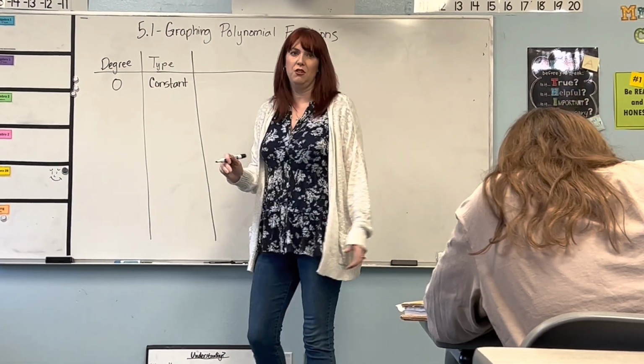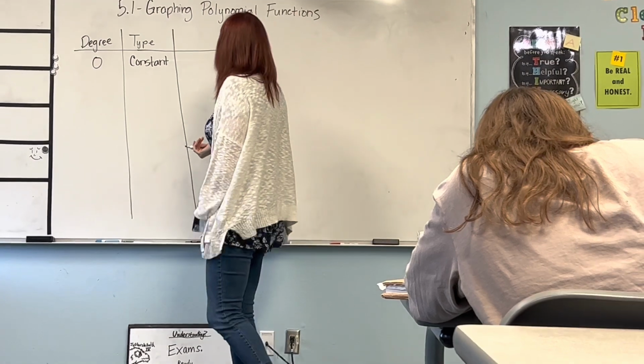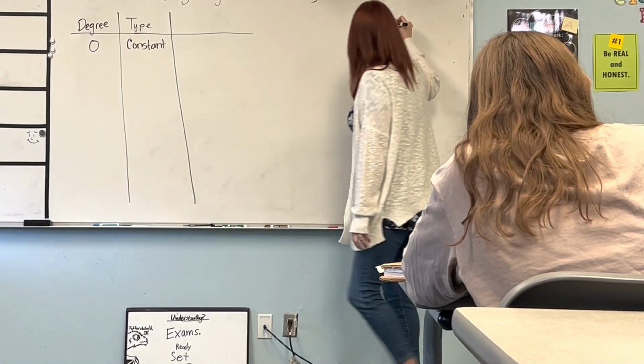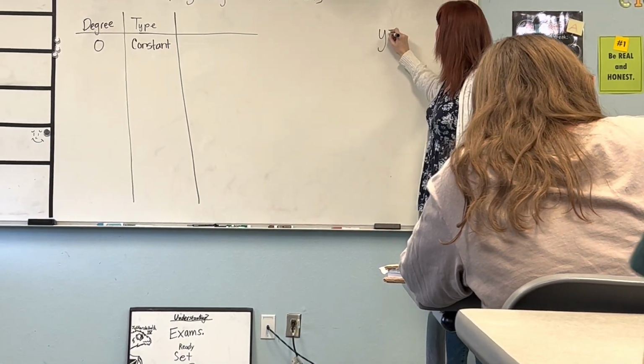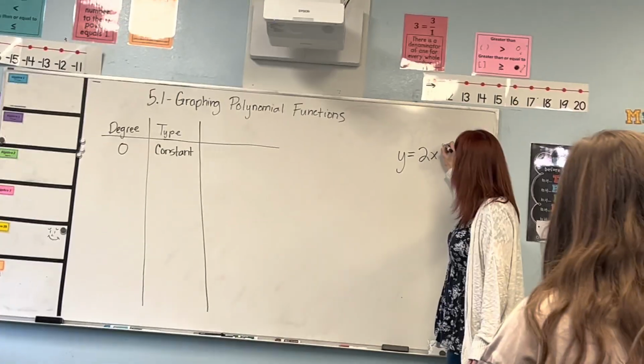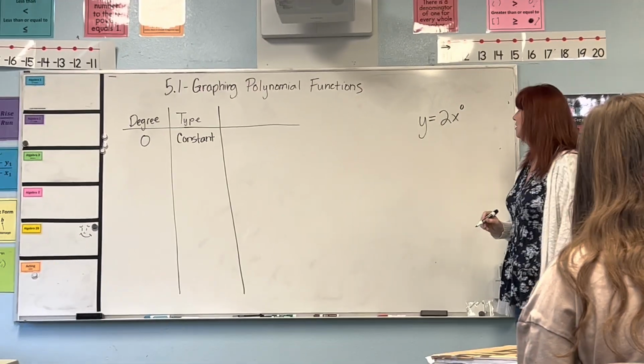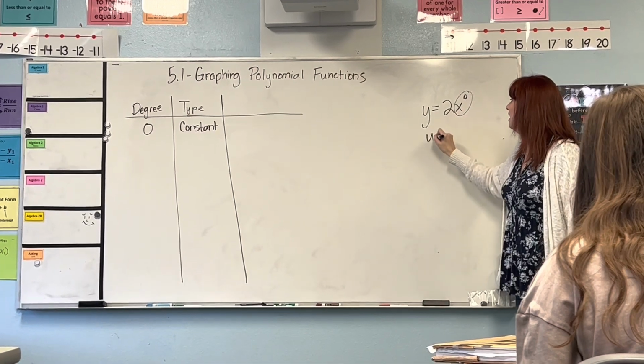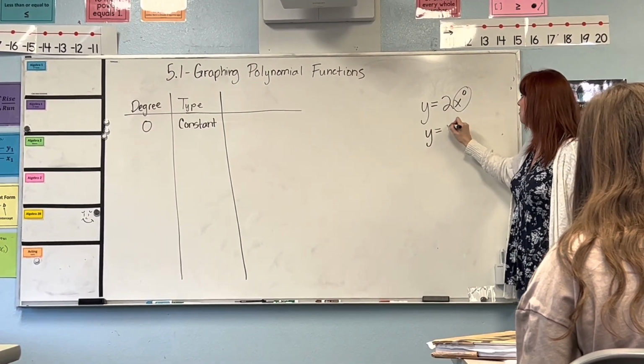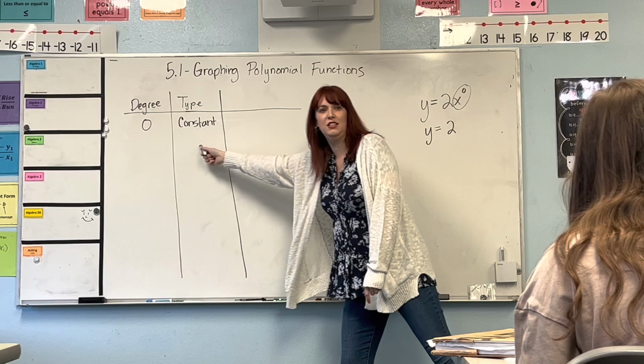X to the power of 0, when I say degree. Wait, hold on, say it again. Okay, I'll write it out so you can see. y equals 2x to the power of 0. So just y equals 2, so it's a constant. Yeah, x to the 0 becomes 1, so y equals 2. That's why we say a constant is degree 0.